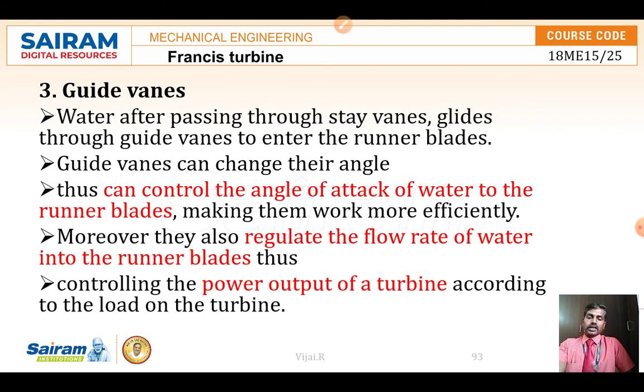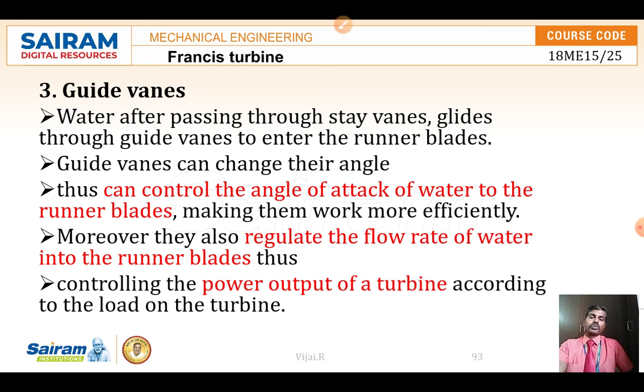Why is the angle changed? It is used to control or regulate the flow of water into the runner blades. So we can control the angle of attack when water is guided to the runner blade. The guide vanes decide how the water hits the blade, what rate of flow and what direction it has to flow. The angle and the rate of flow can be adjusted, mainly depending on how much water is required for rotating.